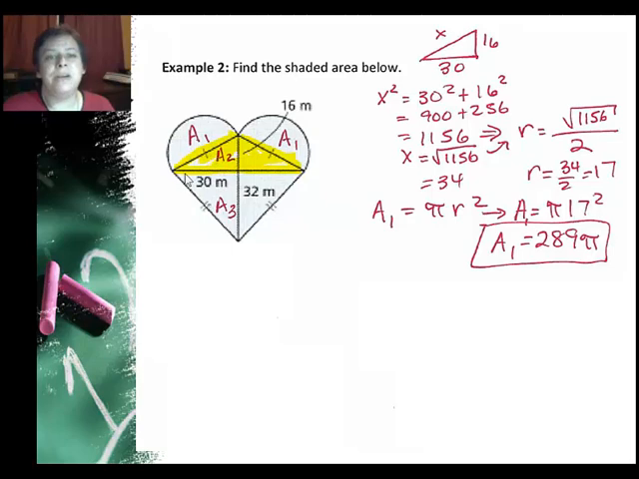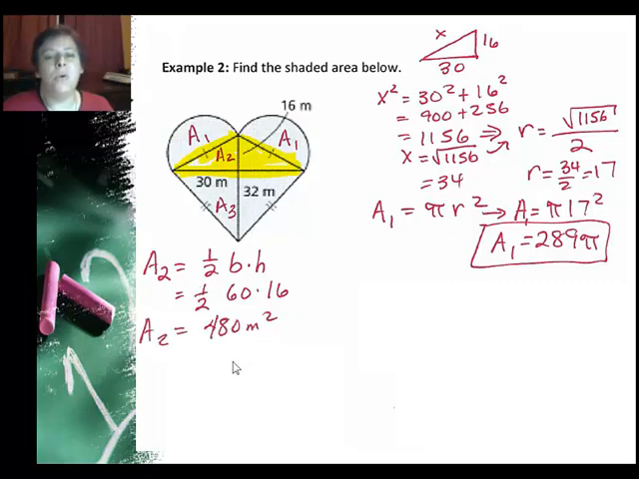Now if I find area 2, I need to notice that the base is actually 30 plus 30, or 60, and the height is 16. So I substitute into the formula for a triangle, 1/2 times 60 times 16, or 480 meters squared.